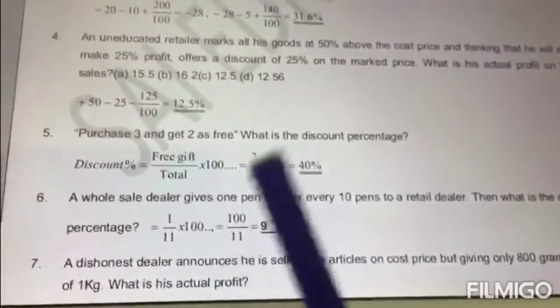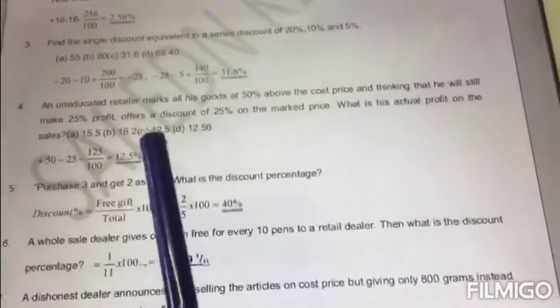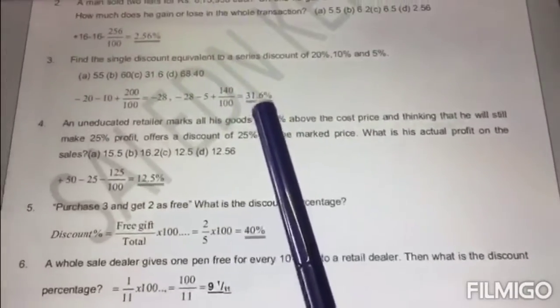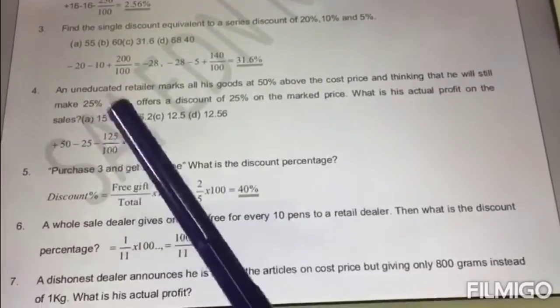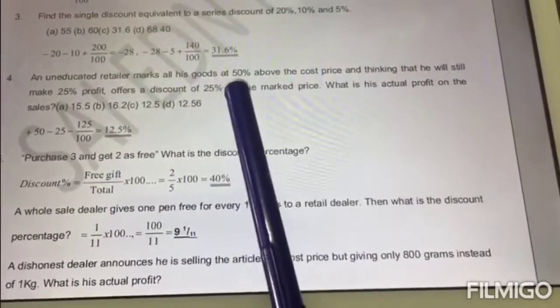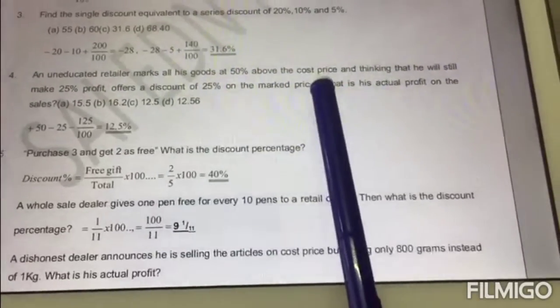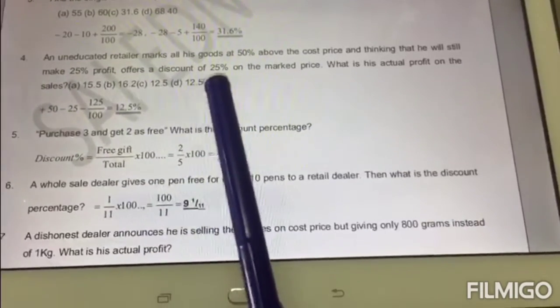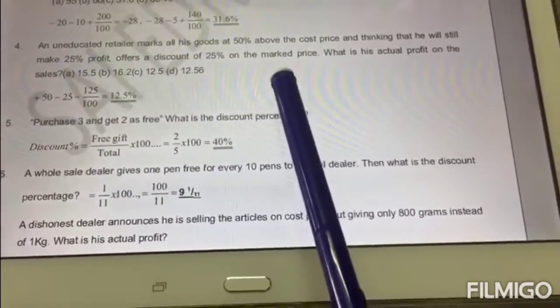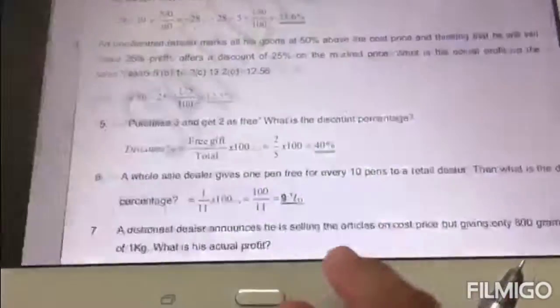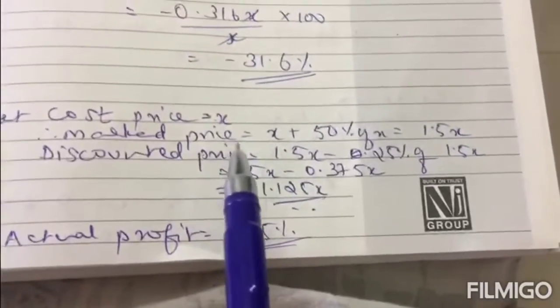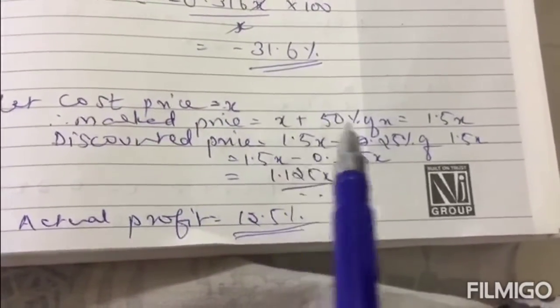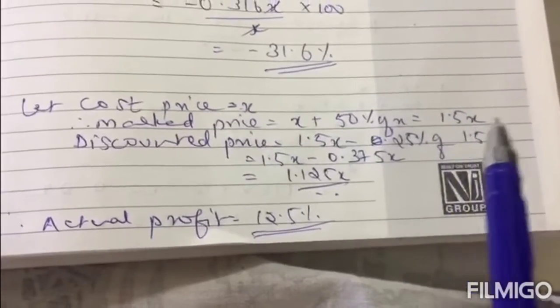Okay, let's now move to question number 4. So this is the answer we got in our last one. An uneducated retailer marks all his goods at 50% above the cost price, okay? And thinking that he will still make 25% profit, offers a discount of 25% on the marked price. What is his actual profit on the sales? All right. So let cost price be x. Therefore, the marked price is x plus 50% of x, which is 1.5x.